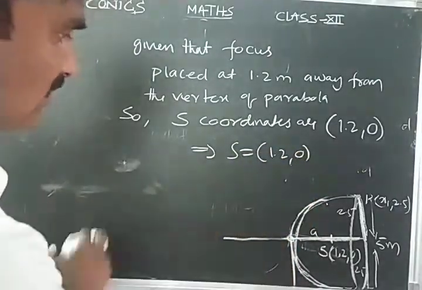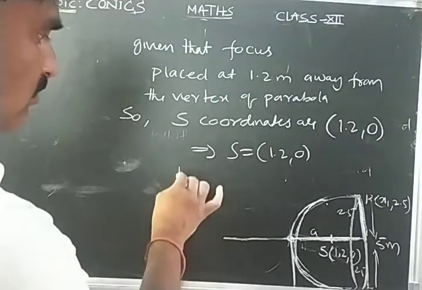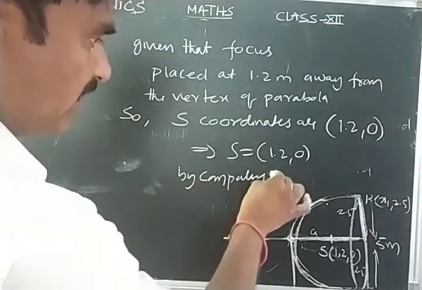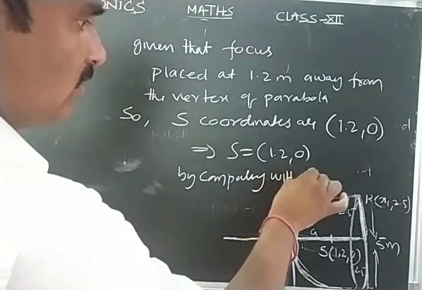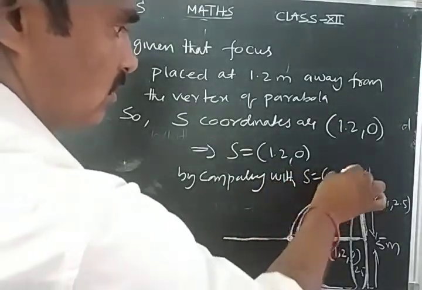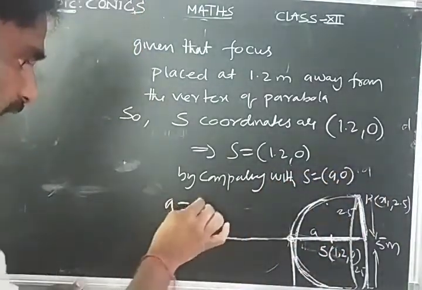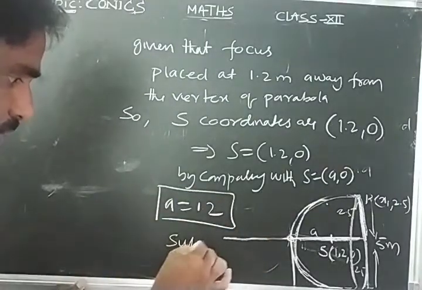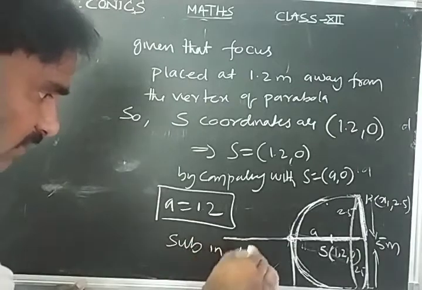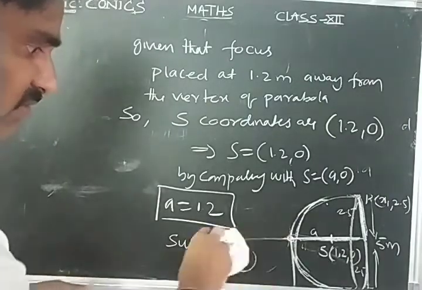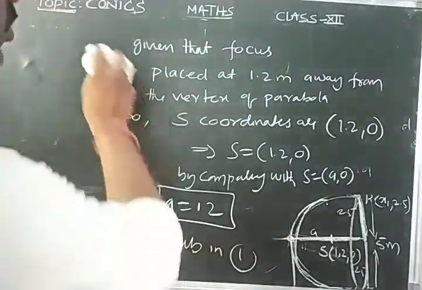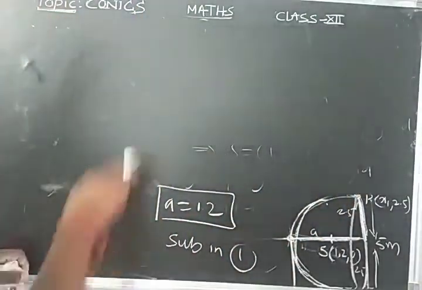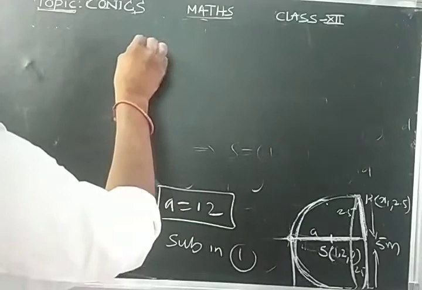So from this, by comparing with the focus S equal to (a, 0), you will get a equal to 1.2. Substitute a equal to 1.2 in equation 1. What is equation 1? y square equal to 4ax. I am going to substitute the value in that equation.